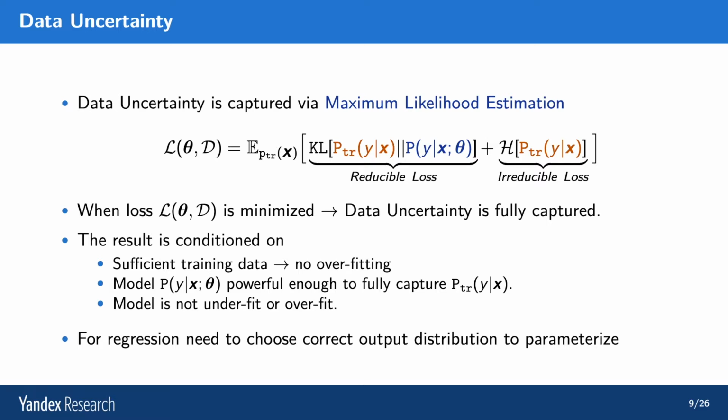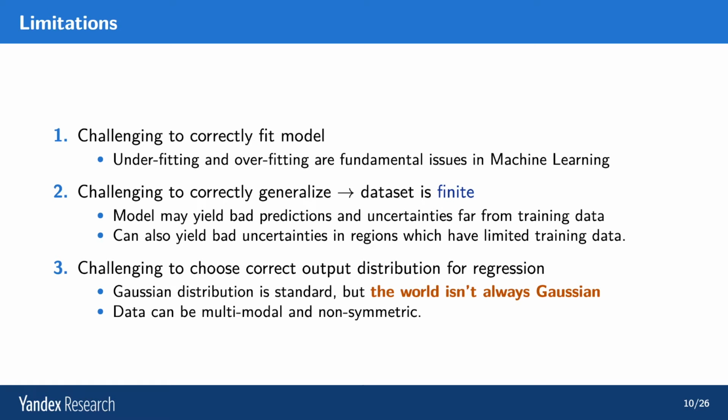Secondly, your model must be powerful enough to capture the true distribution. For classification, this generally means that you need to have a big enough neural network. For regression, however, it also means that you must have chosen the correct output distribution. Your data may not be distributed normally. We'll talk about this a bit later. And finally, it is important that your model is not underfit and not overfit. So these are conditions under which max likelihood training will yield a model which captures a good estimate of data uncertainty. Now, again, the challenge.